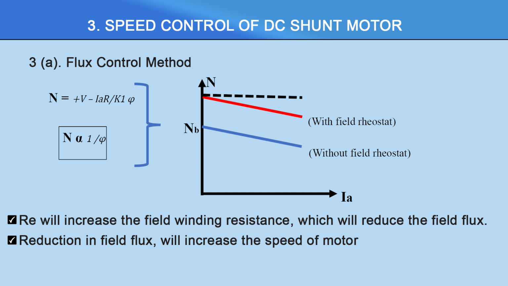That is why it is mentioned here, we increase the field winding resistance, which will reduce the field flux, and reduction in the field flux will increase the speed of the motor. Remember, reducing the field flux is increasing the speed of the DC shunt motor. That is why it is mentioned here that we can only raise the speed of the motor above the normal speed by using this method.